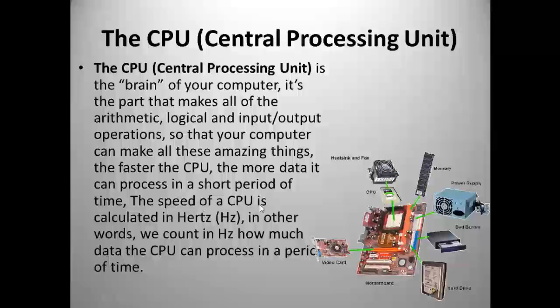The speed of a CPU is calculated in hertz, written in short Hz. In other words, we count in hertz how much data the CPU can process in a period of time.